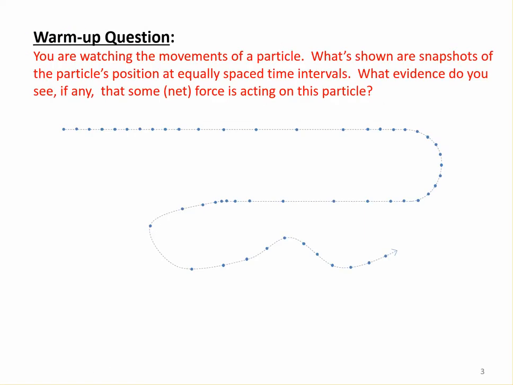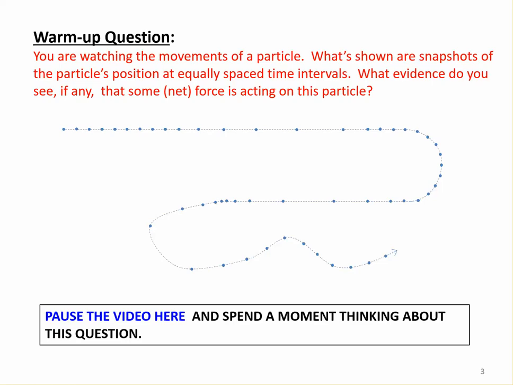So let me start you out with a warm-up question. Let's imagine that you're watching the motion of a particle through space. And here it is following along this path. What's shown is a snapshot of the particle's position at equally spaced moments in time. So each dot, for example, might represent where the particle is 1 second later. If you look at this, what evidence do you see that there is some net force acting on this particle? What I'd like you to do is pause the video right here and spend a moment or two thinking about this. We'll return to this question in a few moments.